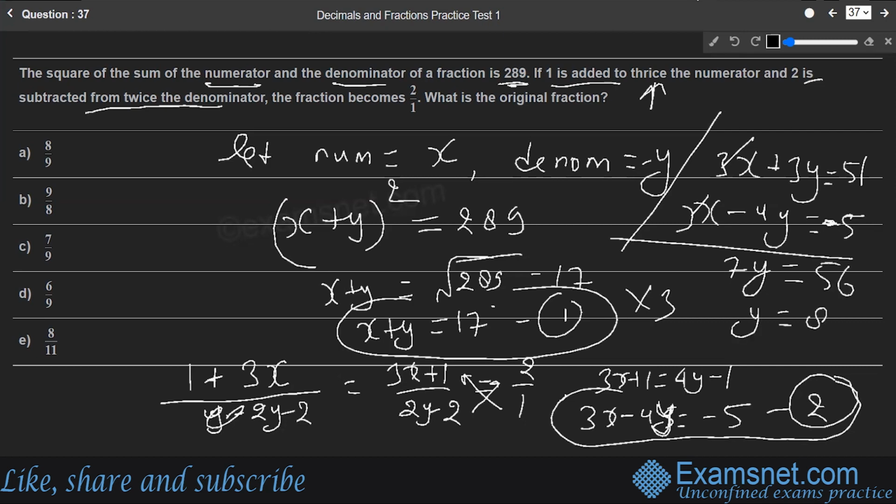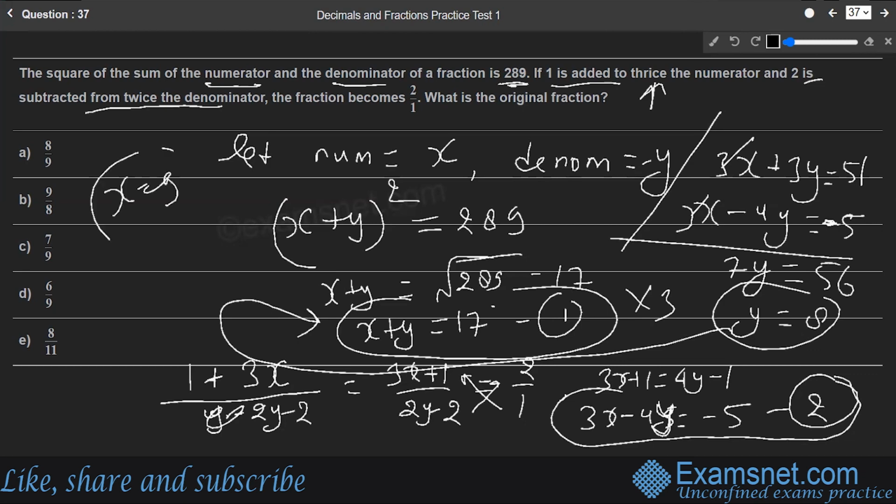With the y value of 8, we can find out the x value as well. We can put this y equal to 8 in any of the equations given. Let us put y equal to 8 in this equation. So x plus 8 is equal to 17. So clearly x value comes out to be 9 and y value was already 8. So what is our fraction? Our fraction is nothing but 9 by 8. That is the original fraction we were looking for. Let's see where it is available. It is available in option number B. So that becomes the right answer.